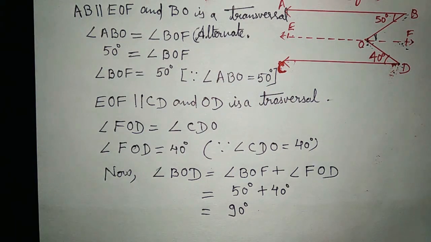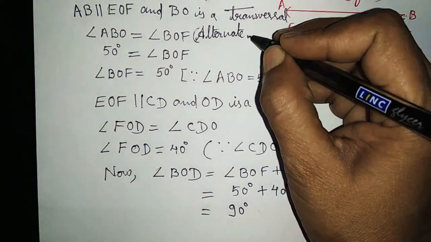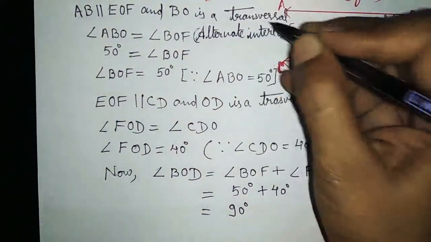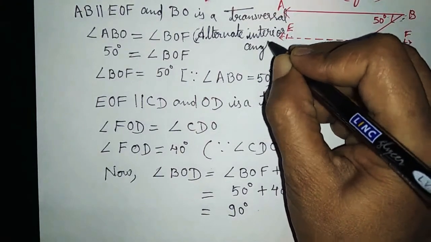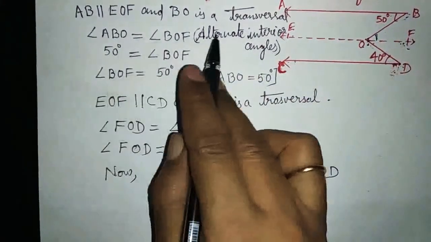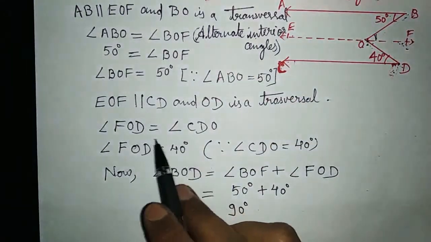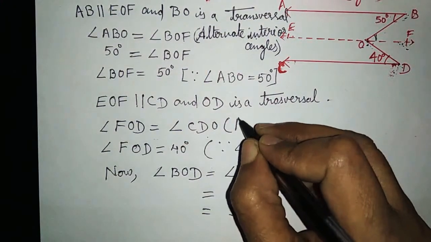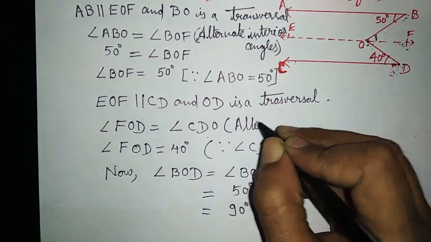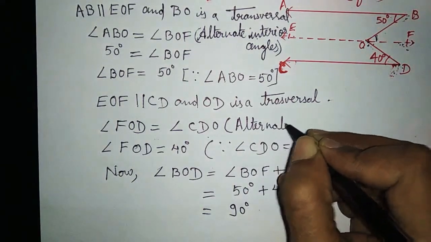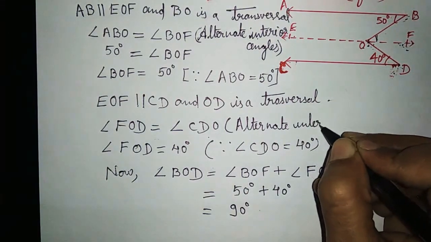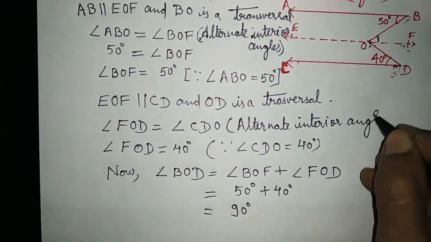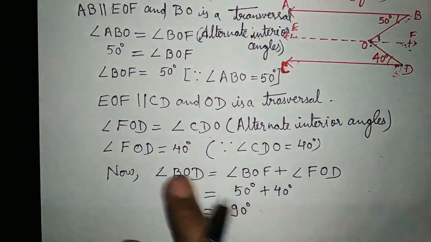One more thing you will mention here. Here you will write alternate interior angles. Reason you will mention, and here also you will mention the reason why they are equal. Alternate interior angles. So they are equal.